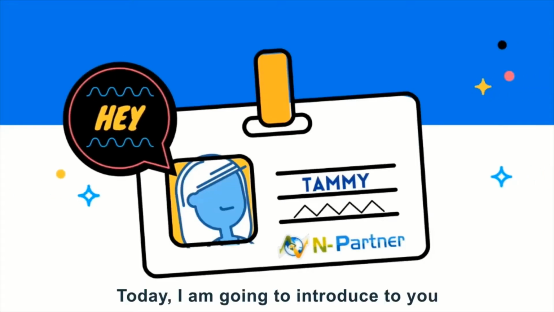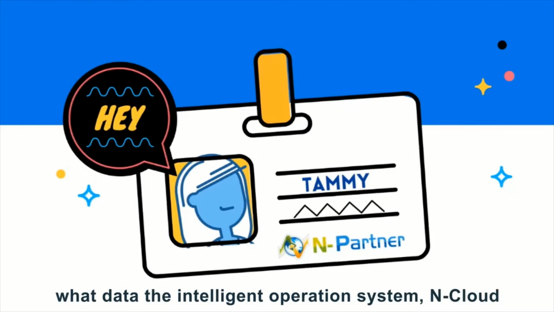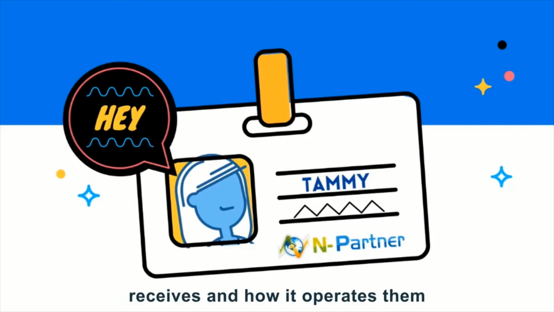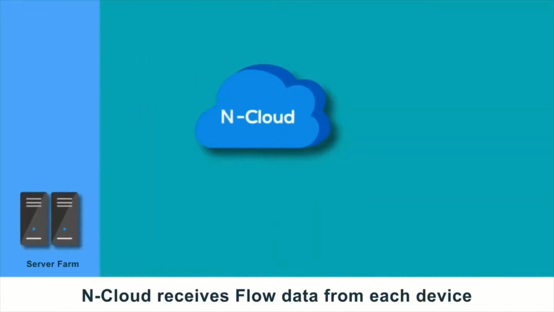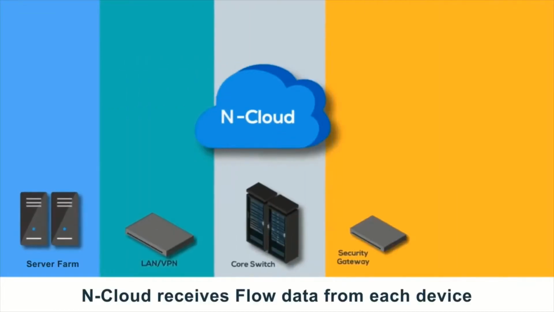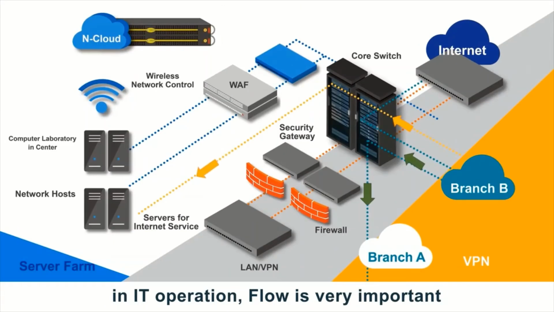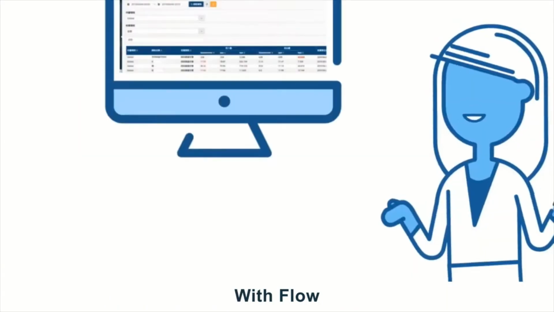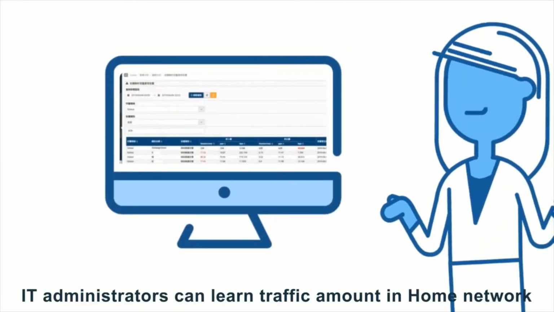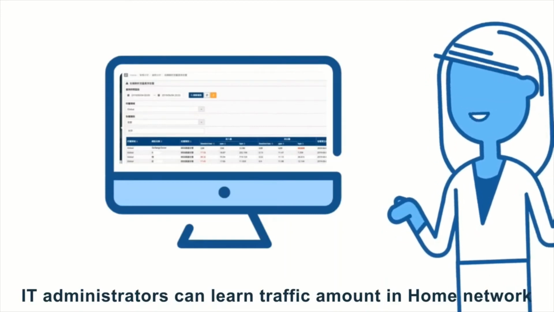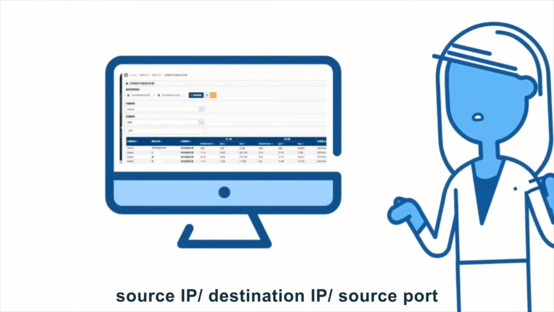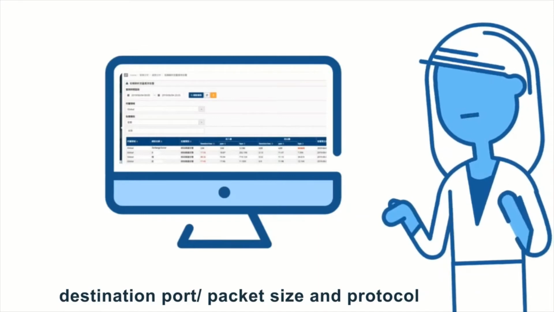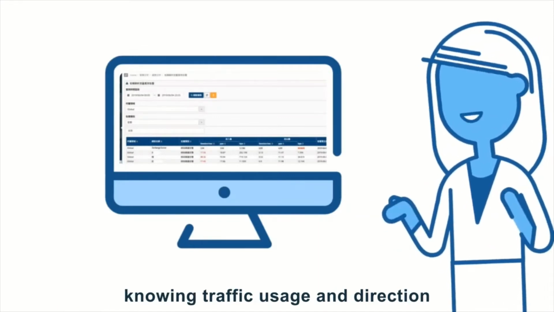Today I'm going to introduce to you what data the Intelligence Operation System, nCloud, receives and how it operates on them. nCloud receives flow data from each device. In IT operation, flow is very important. With flow, IT administrators can learn traffic amount in the home network, source IP, destination IP, source port, destination port, packet size, and protocol, knowing traffic usage and direction.